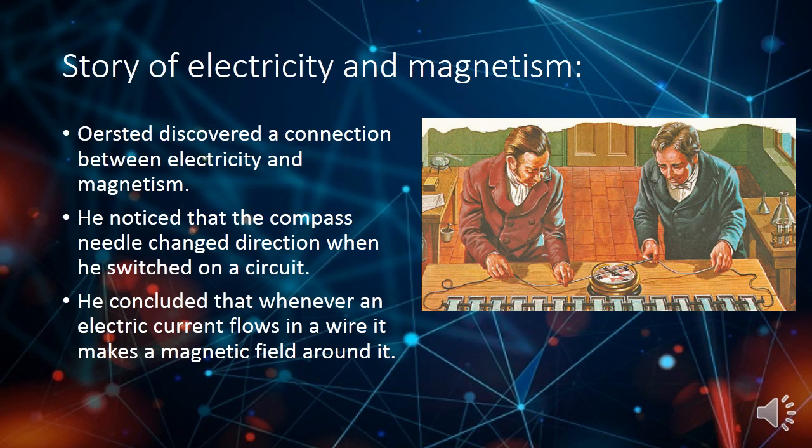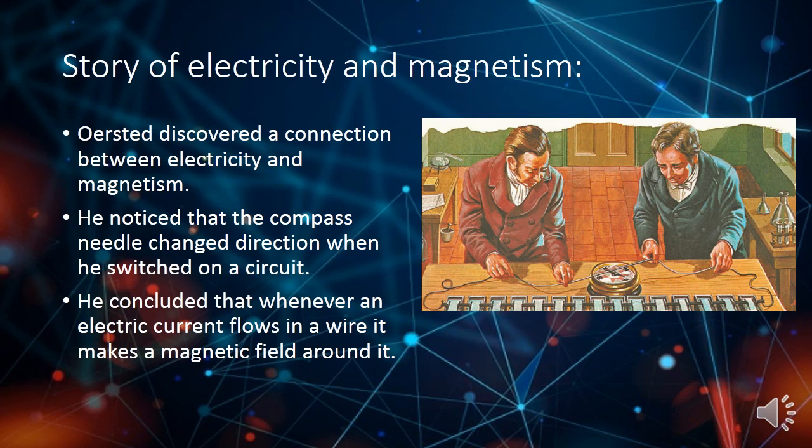Let's talk about the story of electricity and magnetism. There was a Danish scientist. His name was Hans Christian Ørsted, or his short name was Ørsted. He discovered the connection between electricity and magnetism. In 1820, he was giving a lecture about electric circuits, and he was doing an experiment with one of his students, like this one.